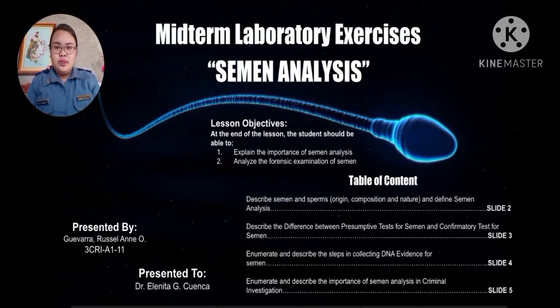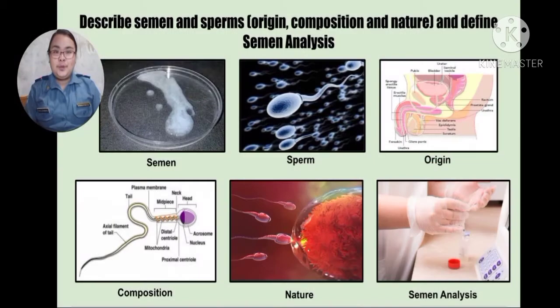Describe the difference between the presumptive test for semen and the confirmatory test for semen, slide number 3. Enumerate and describe the steps in collecting DNA evidence for semen, slide number 4. Enumerate and describe the importance of semen analysis in criminal investigation, slide number 5. Let's proceed to slide number 2. Slide number 2 describes semen and sperms, origin, composition, and nature, and defines semen analysis.